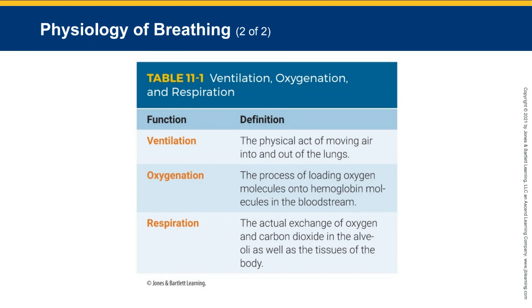So the pulse ox measures oxygenation. For respiration, this is where your stethoscope is now important. Your stethoscope is what you're going to use to determine if respiration is compromised. If you hear fluid in the lungs, if you hear coarse crackles, fine crackles, things that can interfere with the exchange of oxygen. So the stethoscope is for respiration, your pulse ox is for oxygenation, and you count your ventilation rate.